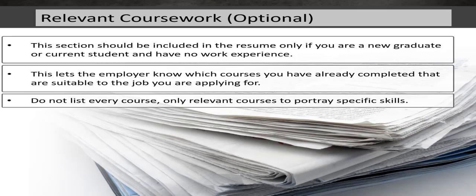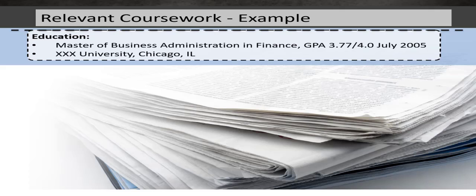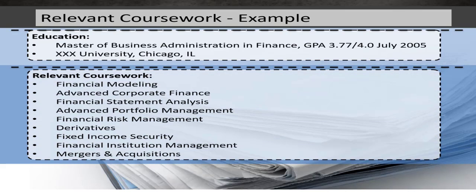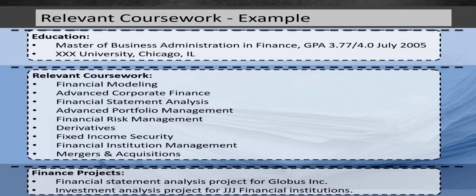For example, education: Master of Business Administration in Finance, GPA 3.77 out of 4, July 2005, XXX University, Chicago, Illinois. Relevant coursework: Financial Modeling, Advanced Corporate Finance, Financial Statement Analysis, Advanced Portfolio Management, Financial Risk Management, Derivatives, Fixed Income Security, Financial Institution Management, Mergers and Acquisitions. Finance projects: Financial Statement Analysis Project for Globus Inc., Investment Analysis Project for JJJJJ Financial Institutions.